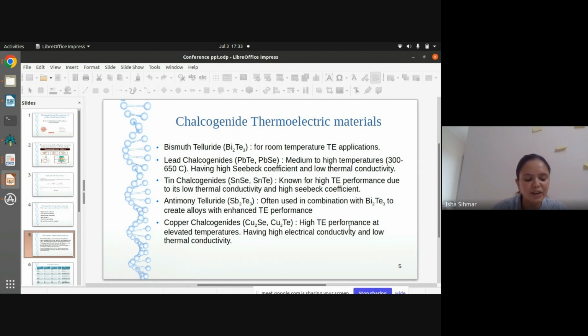Next is antimony telluride. It is often used in combination with bismuth telluride to create alloys with enhanced thermoelectric performance. Copper chalcogenides are used at high temperatures. They exhibit a good combination of high electrical conductivity and low thermal conductivity.